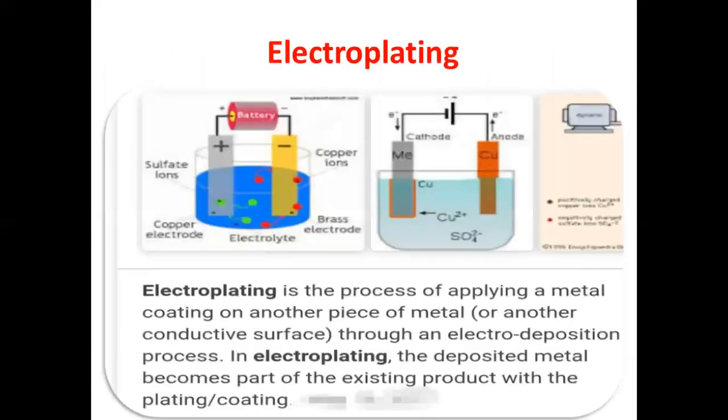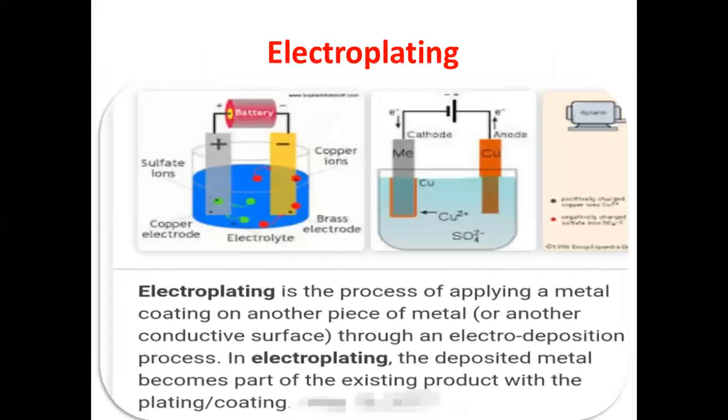Then the next one is electroplating. Electroplating actually is the same as plating, simple plating, where the layer of one metal is formed on another metal, that is just plating. But electroplating actually involves electric current or electricity. Through passing electric current, the one metal is deposited on another metal electrode.